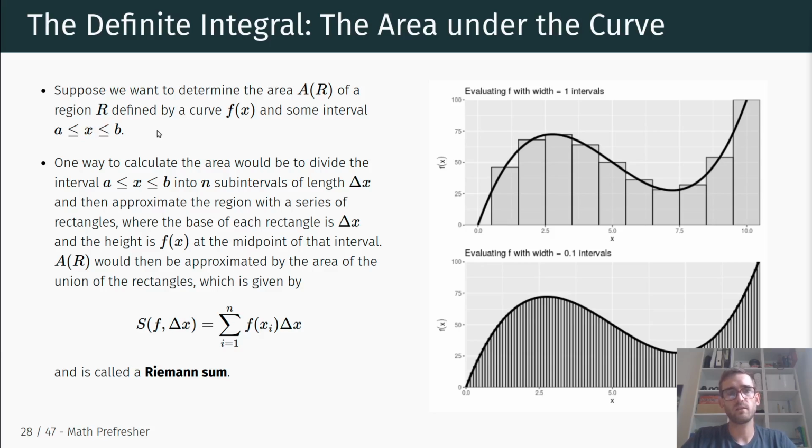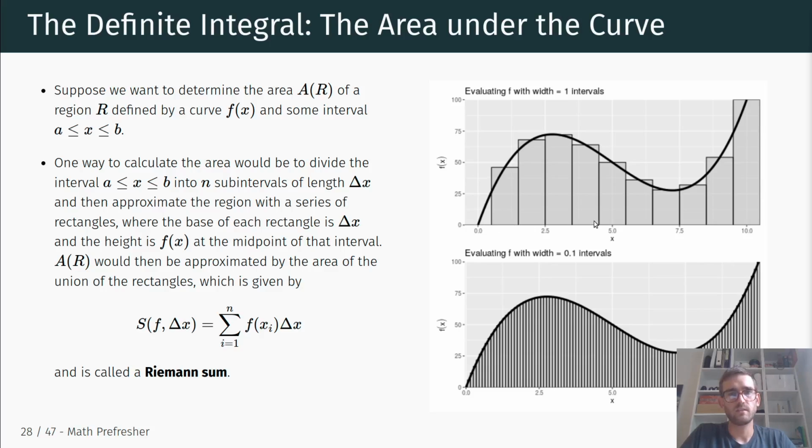So one way to calculate the area in this case would be to divide the interval between a and b into a number of subintervals of equal length. In this case, we would call that delta x, and then approximate the region with a series of rectangles where the base of each rectangle is delta x and the height is f of x at the midpoint of each interval. So this is what we visualized here.